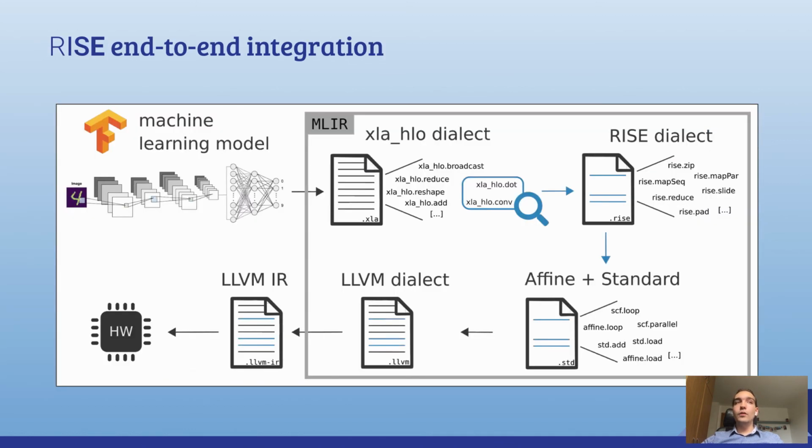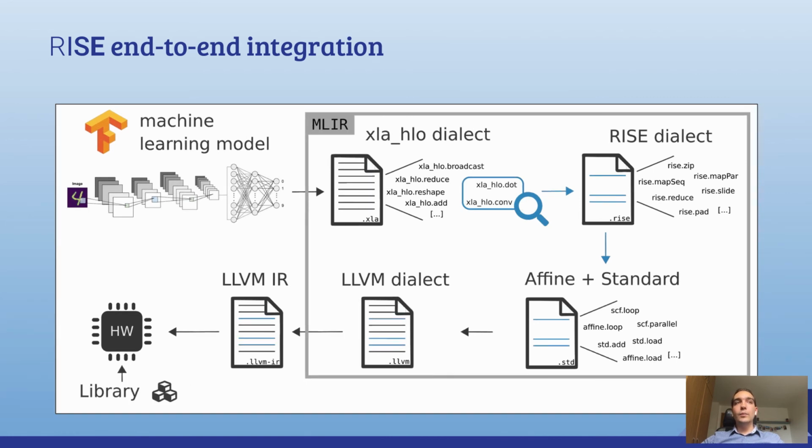So in conclusion, we now have an end-to-end system where the input is a model from TensorFlow, and we compile it progressively by lowering it using the MLIR infrastructure, including the RISE dialect, and finally we emit LLVM IR for execution. But another thing is, there already exist a bunch of libraries which have highly tuned implementations of some operations, and we want to also be able to target them.